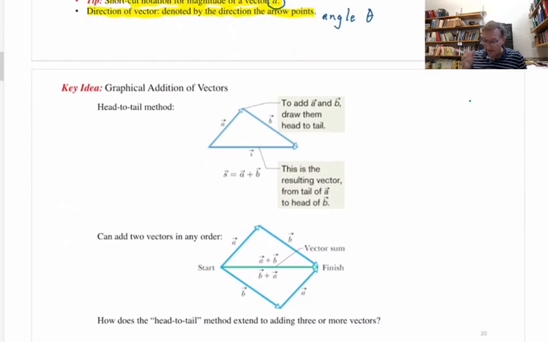Okay, here's the graphical method of adding vectors. It's called, in some books, the head-to-tail method. So let me explain how it's done. It's really quite simple.